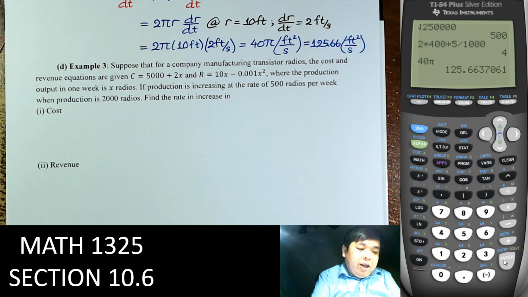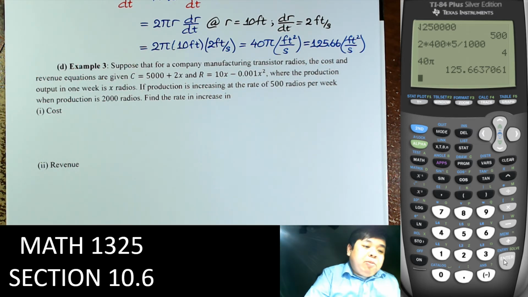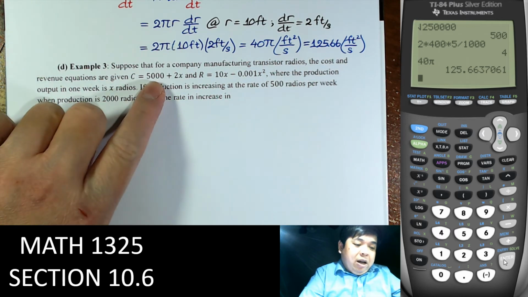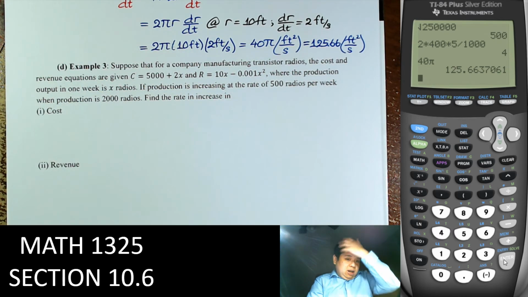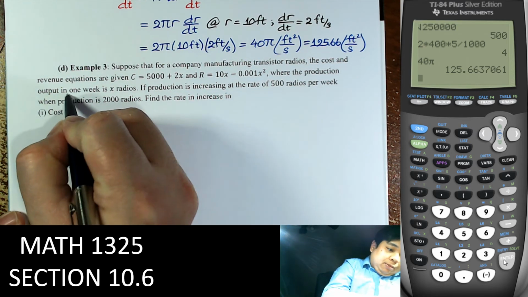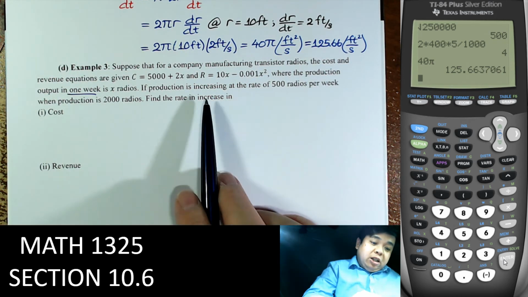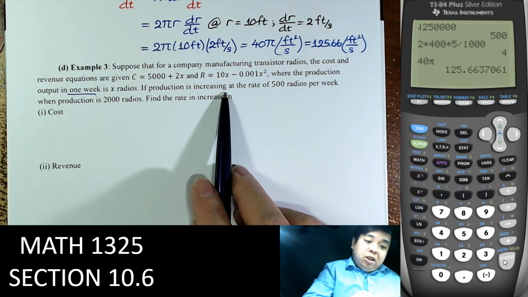Now, I suppose that now we go to the next one. I suppose that for a company manufacturing transistor radios, the cost is given by that and the revenue is that, where the production output is x radios for 1 week. So this is important, we need that. And the production is increasing. So what is the production?